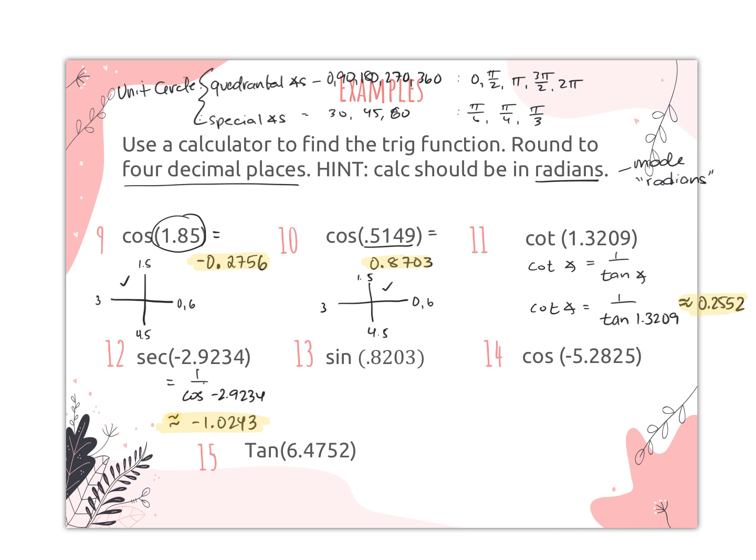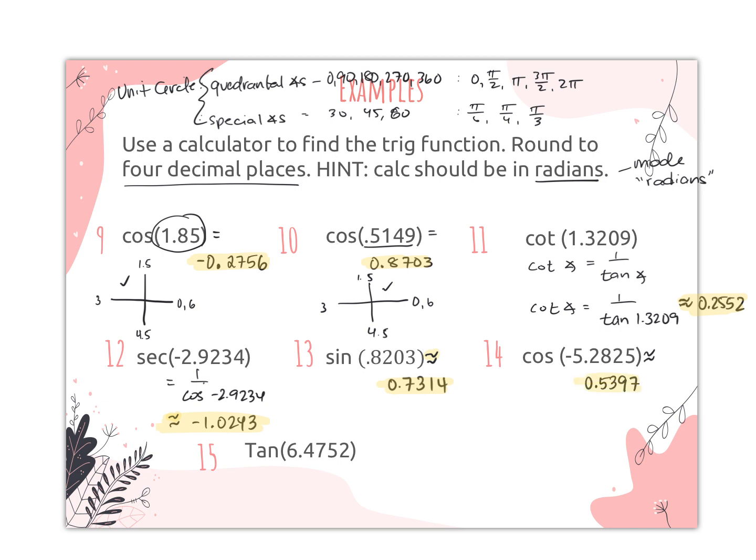The sine of 0.8203 radians is equal to approximately 0.7314, again rounded to the places we tell you. And then the last one you've got here is 5.2825, or negative, and you need the cosine of that number. It's going to be approximately 0.5397.